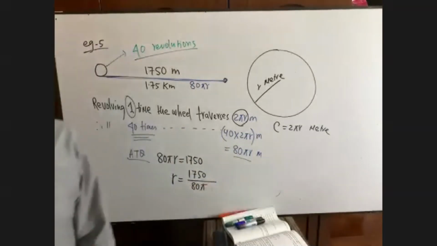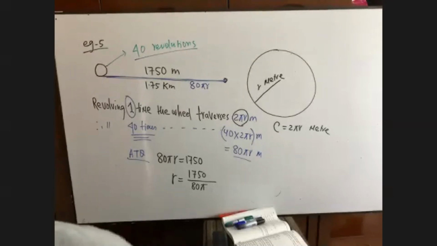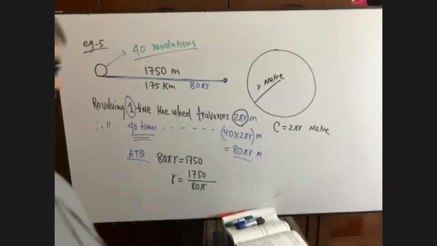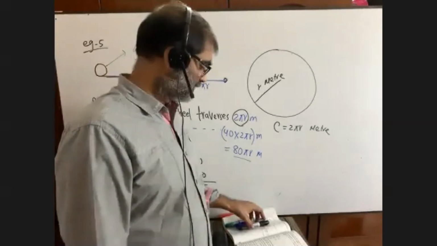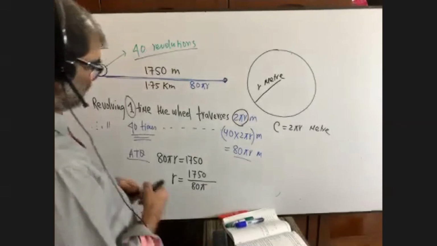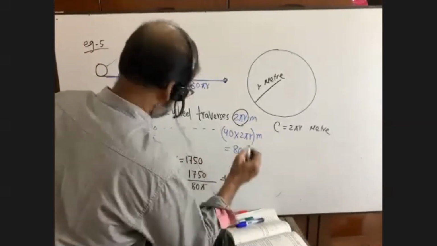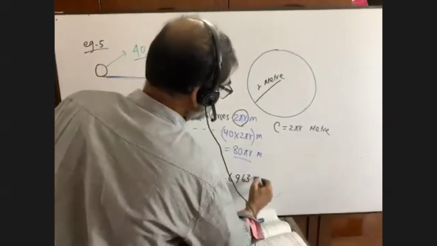Actually, you students don't use the calculator. I cannot tolerate it. I'll talk to your parents, each and every parent. 6.963, radius is approximately 6.963 meters.